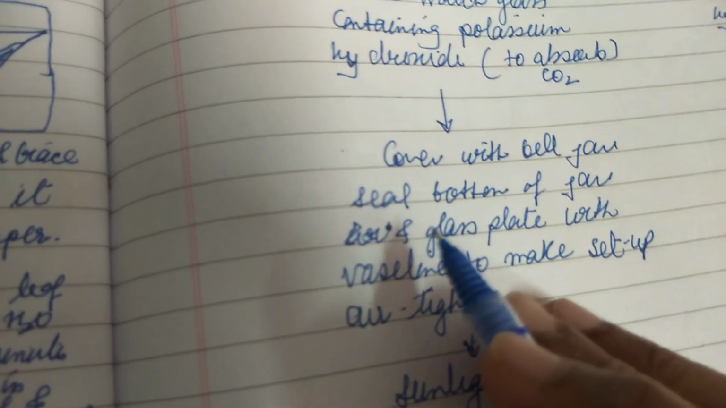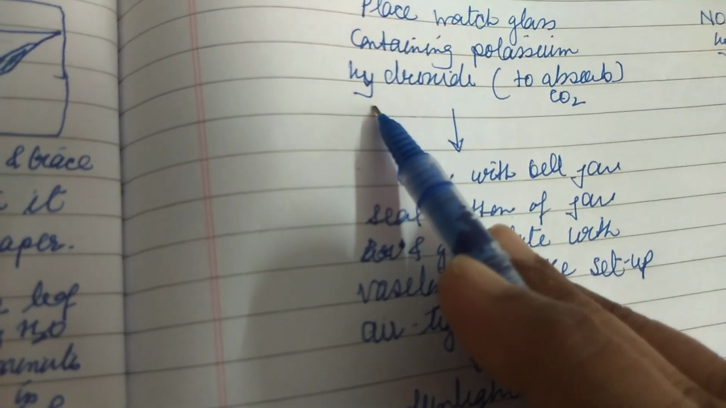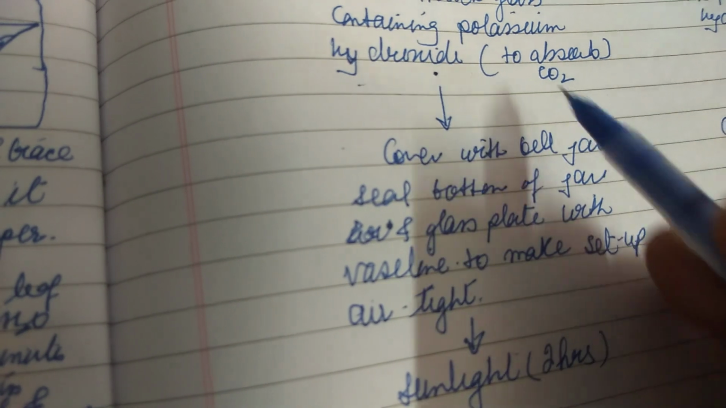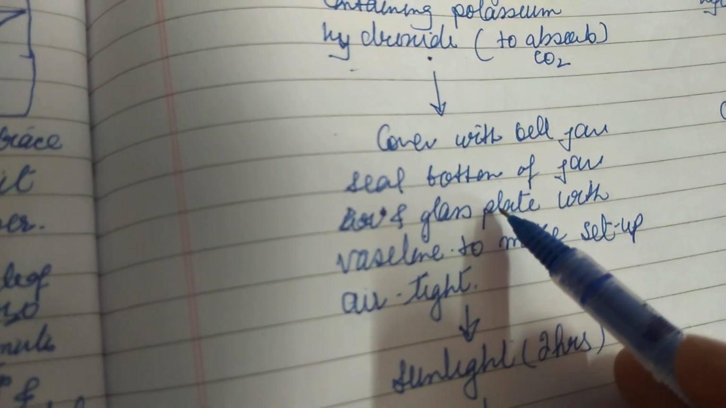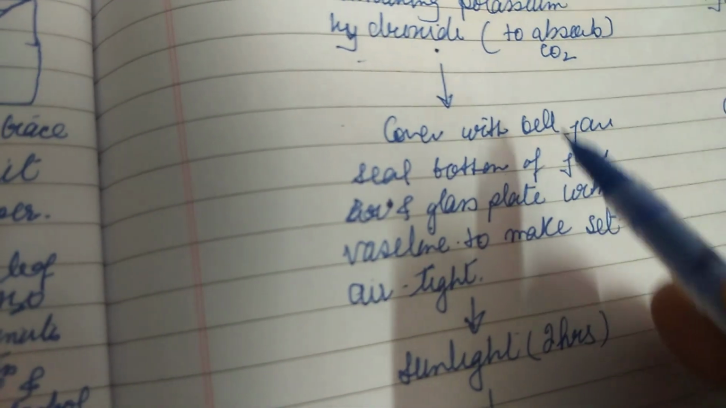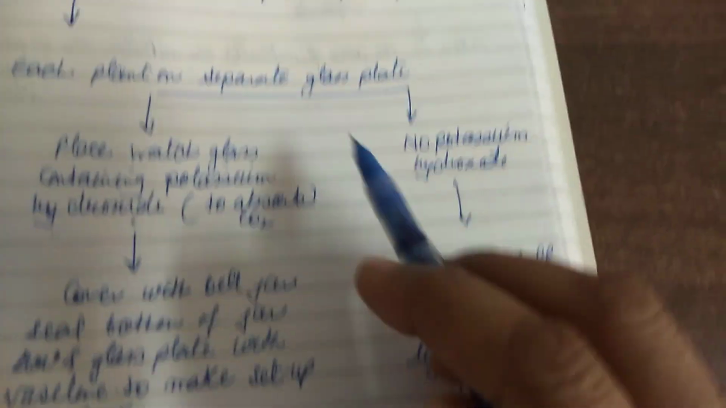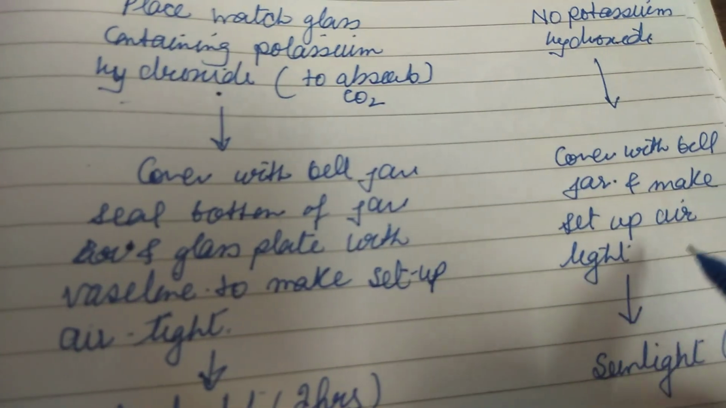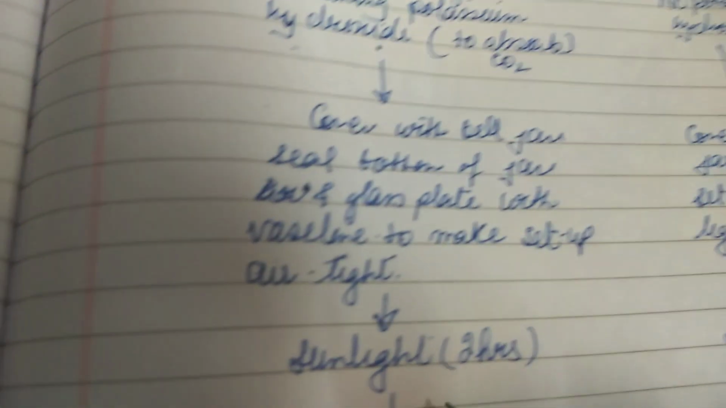So there will be no entry of air. And we have kept this potassium hydroxide in that, so that will absorb the CO2. Now in this setup, the potassium hydroxide will absorb the CO2, and there will be no entry of any air from outside. So the inside air will have no carbon dioxide. And in the second setup, we have not kept any potassium hydroxide, but we have covered that plant with the bell jar and made the setup airtight, right? And after that, we'll keep that in the sunlight for almost 2 hours.